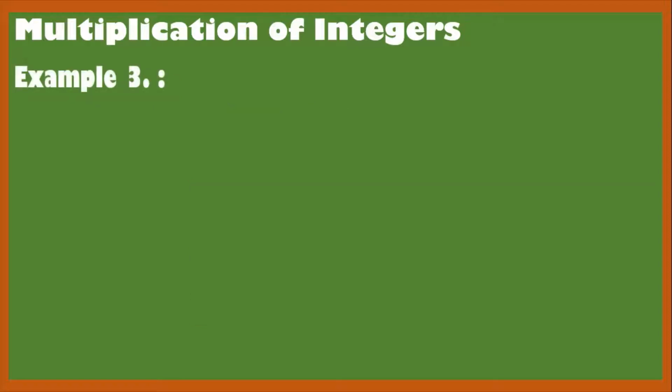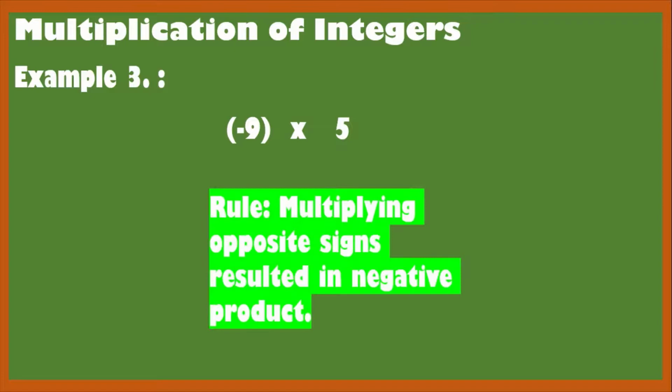Let's go to example number 3. Negative 9 times positive 5. What can you observe in this example? They have different signs. Very good. So we have negative 9 times positive 5. The second rule applies to this example. Multiplying opposite signs results in a negative product. If the factors have different signs, like in this example, then the product of these factors will be negative. So negative 9 times 5 equals negative 45.